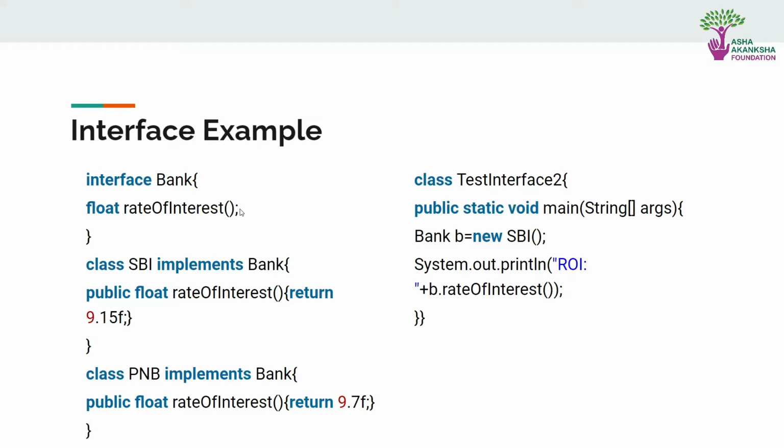Here we just simply ended it with a semicolon, but now we will properly do what we have to do using the method. Similarly for PNB, now we can have a different implementation. In this case, we're returning 9.7. So this is our main class. In this example, we make Bank B = new SBI. We cannot instantiate an interface, so we instantiate a normal class, SBI, and then if we do B dot rate of interest, it will return 9.15.